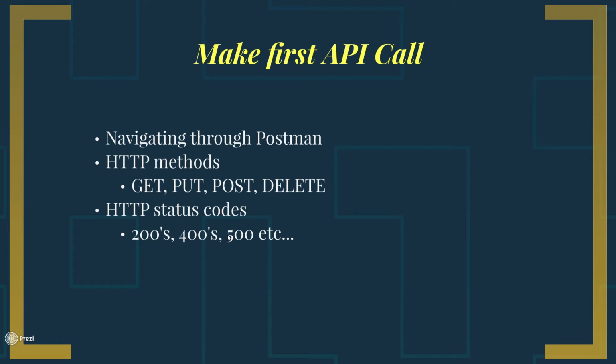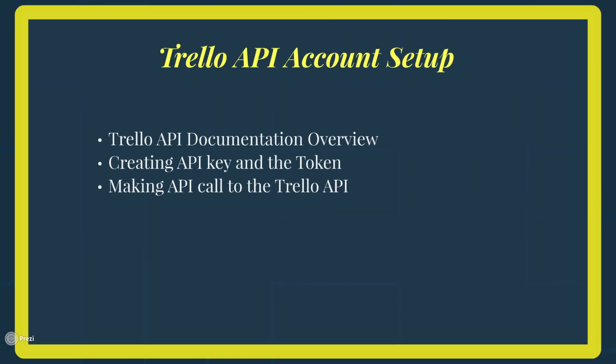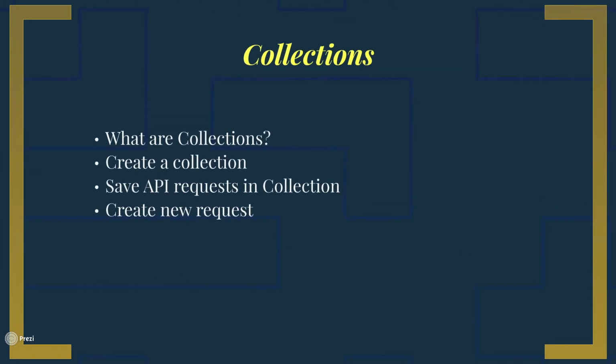From there, we moved on to installing Postman and then making our first API call with Postman. There we got understanding of different HTTP methods as well as HTTP status code. And then we created our Trello account and learned how we can use API keys and token to secure our APIs.